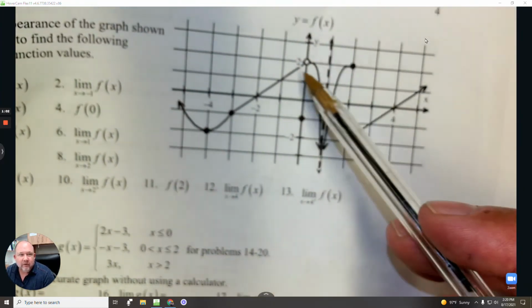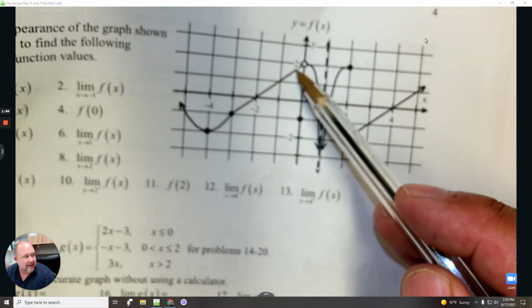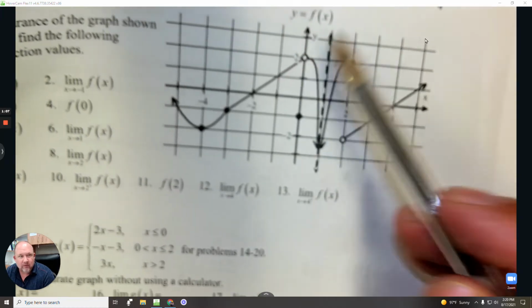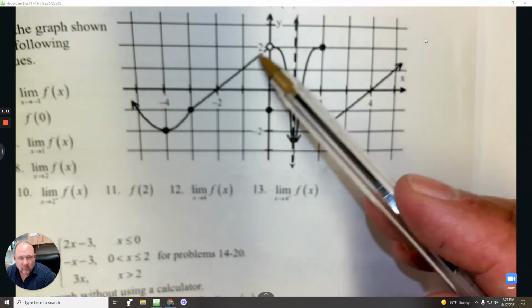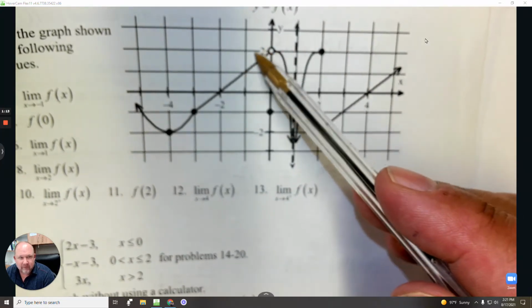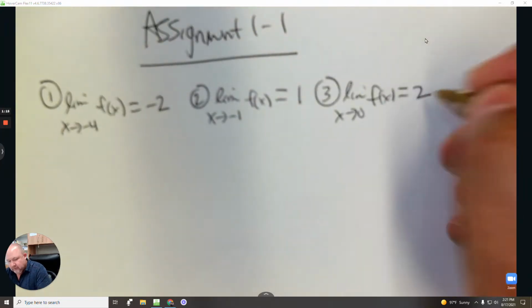So at 0, we do have a hole, but if I look at the left and I look at the right, what's the y value that it's approaching? So when we get there, it's a hole, but what's the y value that it's approaching? And the answer is 2.